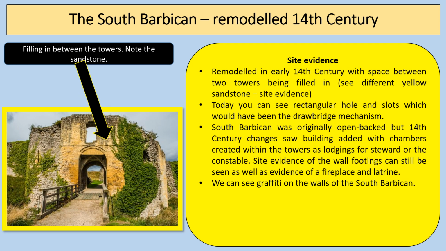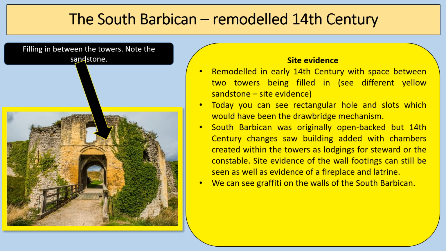Now, the South Barbican was remodelled in the 14th century, and we can see site evidence for this. So just where the arrow is pointing there's filling in between the towers. Note the sandstone, note the different colour of the stone, which shows that this was built later to join the two D-shaped towers together and to make the South Barbican bigger. Today you can also see rectangular holes and slots, which would have been the drawbridge mechanism.